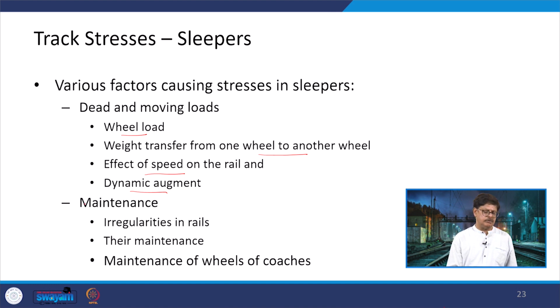Then maintenance is always going to be a factor. If the maintenance is not good, then it will induce stresses. We have discussed this previously also. We talked about the irregularities in the rails, the maintenance of the rails, and the maintenance of the wheels of wagons, coaches and locomotives. All of these together are also going to create some stress condition in the sleeper.